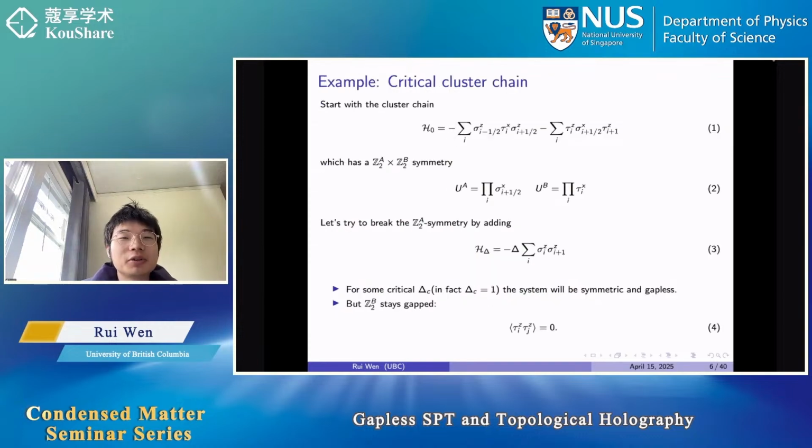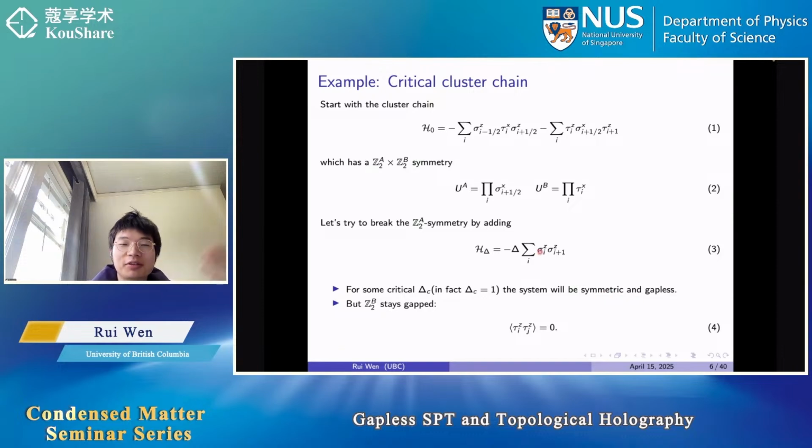The first example is a critical cluster chain. So basically, start with this cluster chain, which has Z2 times Z2 symmetry, and I label them by Z2A and Z2B. Here are the symmetry generators. And let's try to break the Z2A symmetry by adding this ferromagnet term. For some critical value of this coefficient, which is actually 1, the system will be symmetric and gapless.